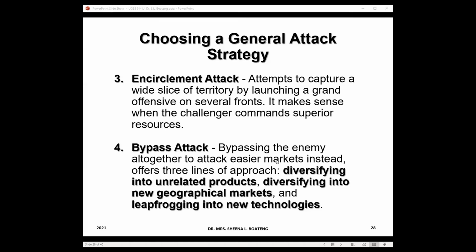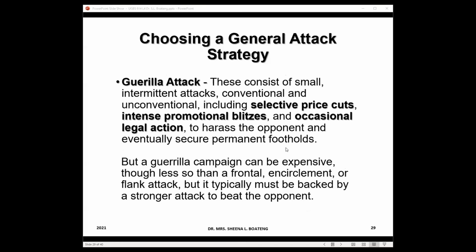Good. So that is for the bypass attack, in addition to the other attacks we've talked about regarding the general attack strategies that are available to the market challenger. Now, guerrilla attack, on the other hand, yes, Richmond, we are on the guerrilla attack. Guerrilla attack, on the other hand, consists of small intermittent attacks, which could be conventional and unconventional, including engaging in, for instance, selective price cuts, intense promotional blitzes, and occasional legal action.